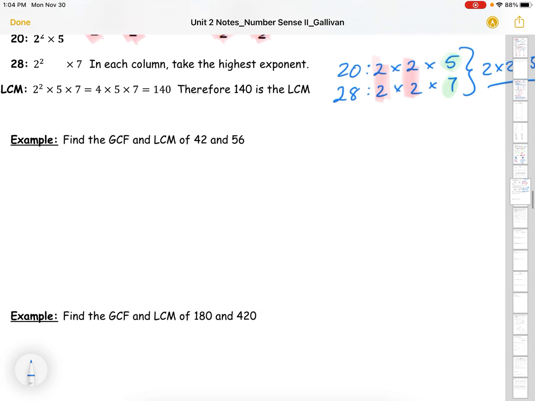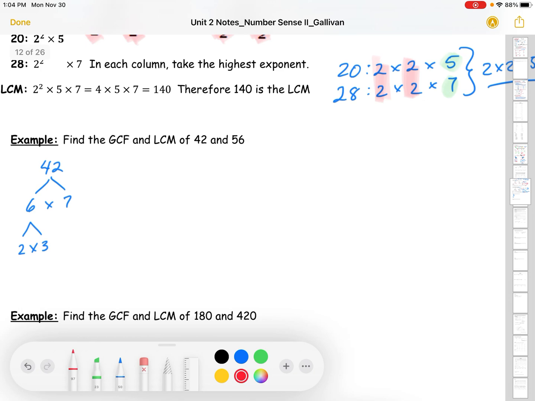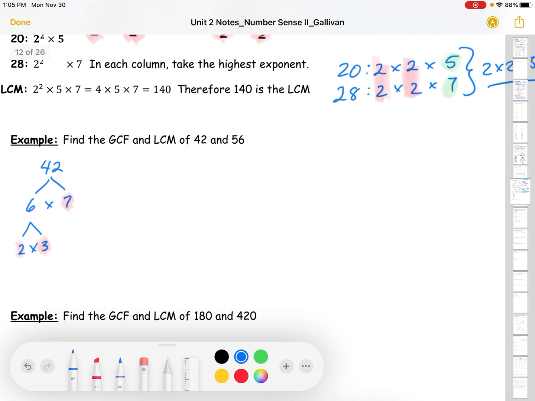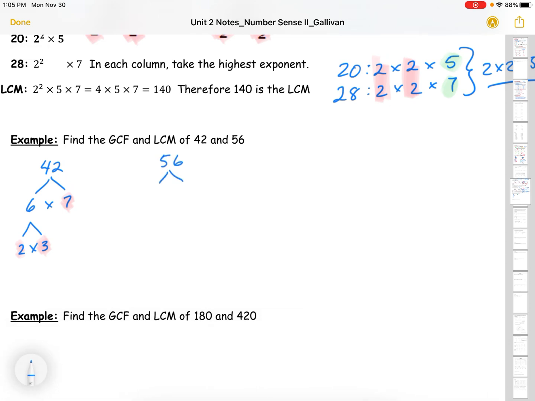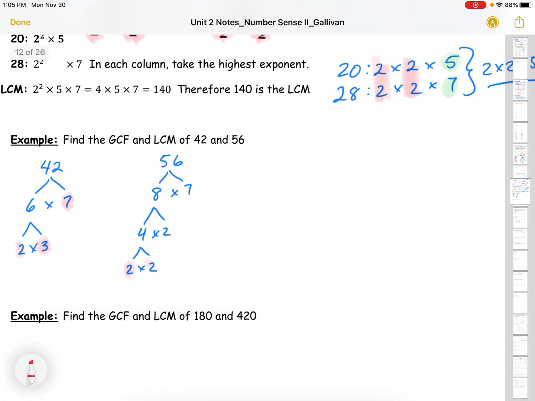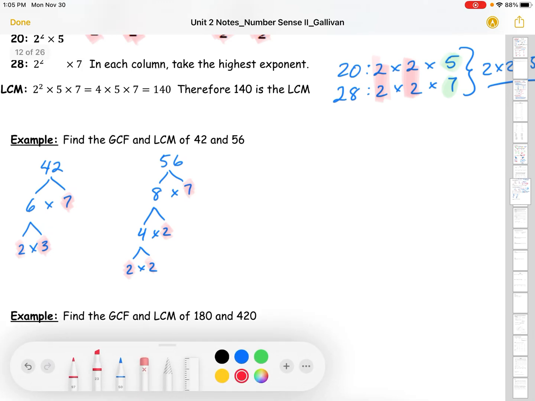Okay, find the GCF and LCM of 42 and 56. So let's do a factor tree for each of these and find their prime factorization. So 42, we're going to go 6 times 7. 6 is also 2 times 3. And when I get there, that is my prime factorization, right? 2 times 3 times 7. Okay, now let's do the other one, 56. Well, 56 is 8 times 7. And 8 can be 4 times 2, which is 2 times 2. So if we look at our prime factorization here, we've got 2 times 2 times 2 times 7.